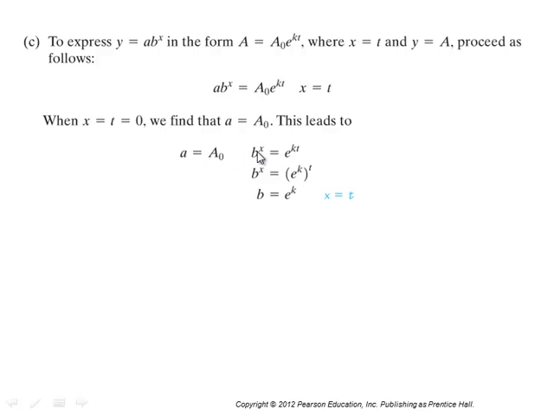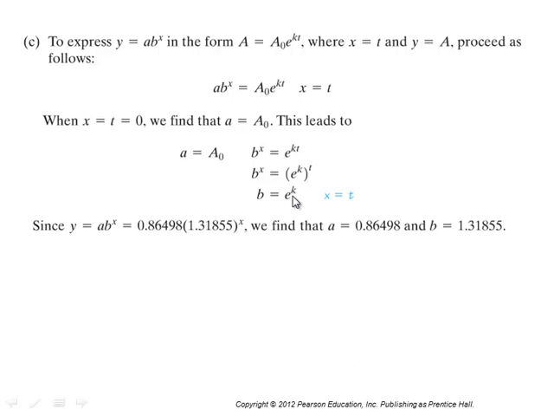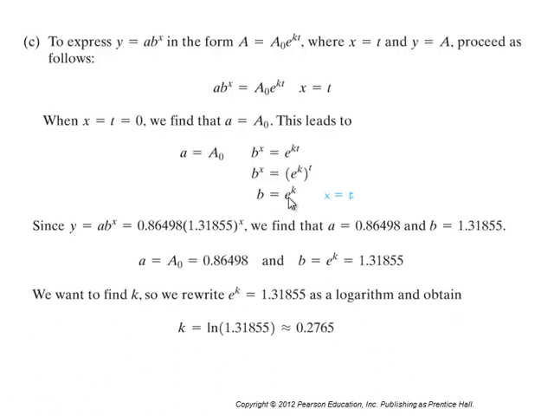So now we need for b to the x to be the same as e to the kt. By the way, you could write e to the kt as e to the k raised to the t power. And if we really want x to be equal to t, that means that b must be equal to e to the k power. But we already know b, but we don't know what k is. So how do we find k? Well, take natural log of both sides. And we'll see that k is going to be equal to natural log of b. And that's going to be approximately 0.2765.